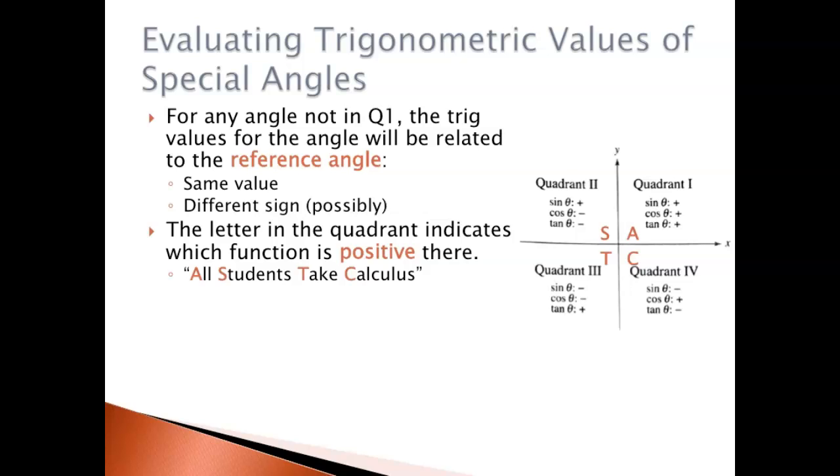Now, in terms of the reciprocal functions, they will have the same sign as sine, cosine, and tangent within that quadrant. So for example, if you're in quadrant 3, you know that both tangent and cotangent are positive, and sine, cosine, secant, cosecant are all negative.